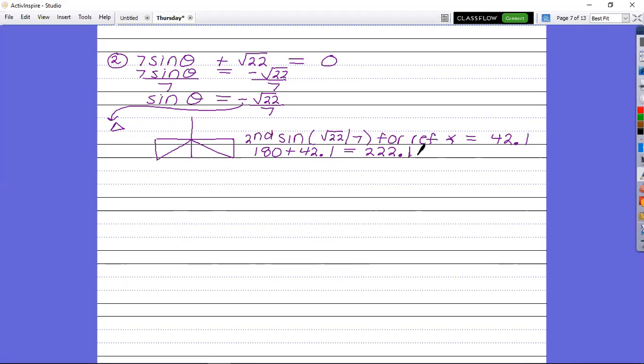And then your other answer is going to be 360 minus 42.1. And that is equivalent to 317.9.